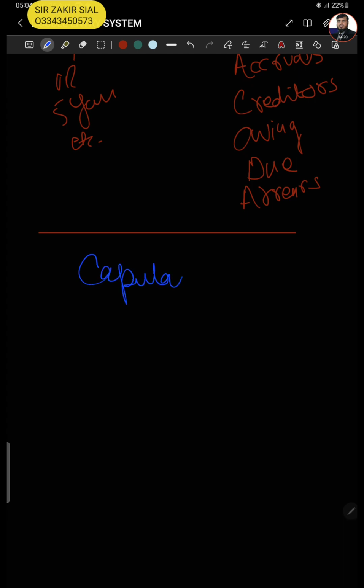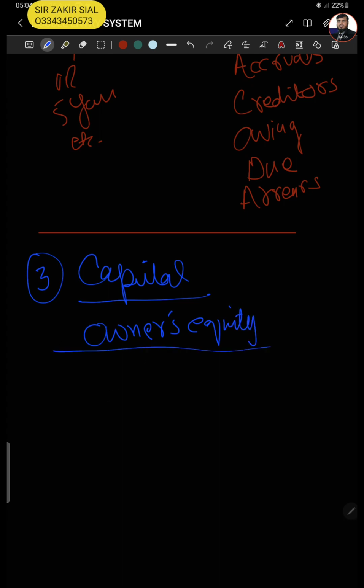The owner's equity. Capital is also called owner's equity. Owner's equity means the owner's share in the business.